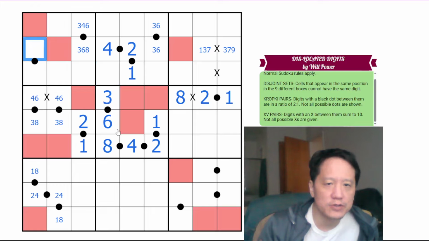What are the possibilities for this cell here? It's quite a bit. It could be 1, 2, 1, 3, 6, or 8. Oops.